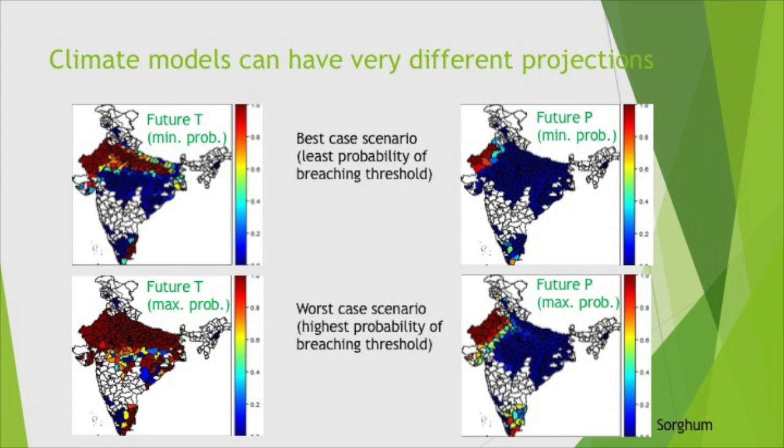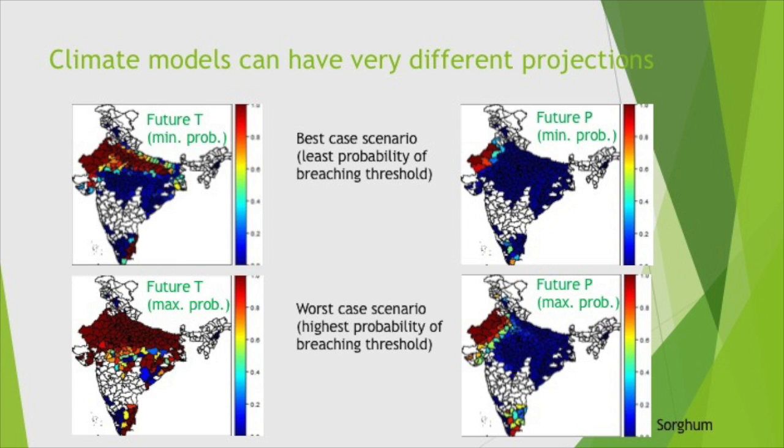And climate models themselves can have very different projections. So we need to be aware of this when we are planning for the future. On the top are the best case scenarios for sorghum in this case, and the bottom are the worst case scenarios. So you can see the top shows that there is a relatively small area where that precipitation threshold is going to be breached.